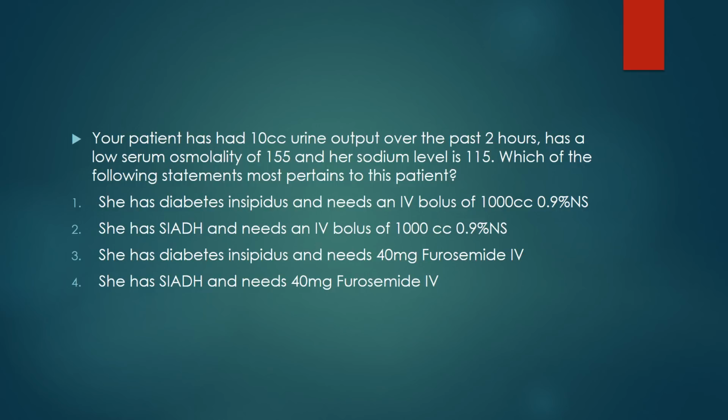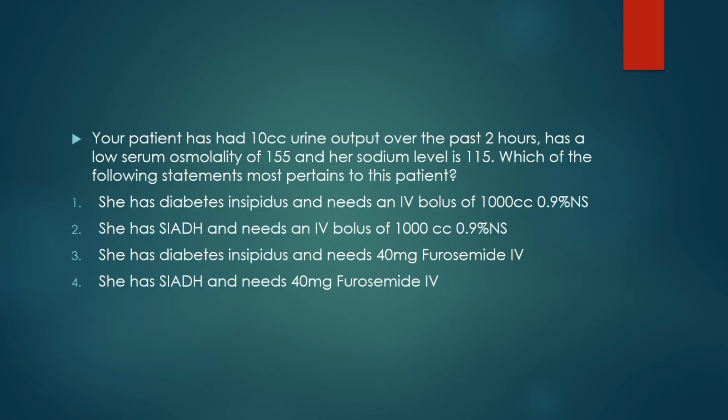All right, let's see what you've learned. So your patient has had 10 cc's of urine output over the past 2 hours. They have a low serum osmolality of 155, and their sodium level is 115. So which of the following statements most pertains to this patient? 1, she has diabetes insipidus and needs an IV bolus of 1,000 cc's normal saline. 2, she has SIADH and she needs an IV bolus of 1,000 cc's normal saline. 3, she has diabetes insipidus and needs 40 milligrams of furosemide IV. Or 4, she has SIADH and needs 40 milligrams of furosemide IV. Pause the slide and consider your answer.